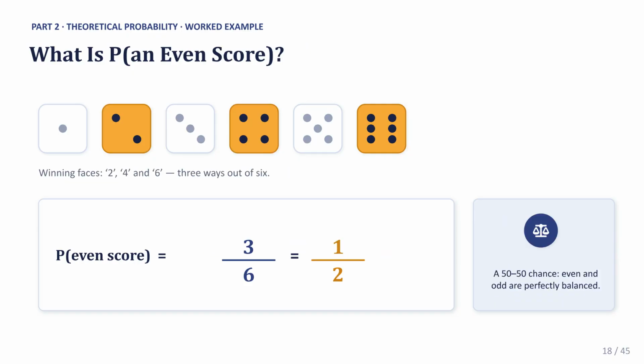One more with the die. The probability of an even score. The even faces are 2, 4, and 6. That's 3 ways the event can occur out of 6 equally likely faces. 3 over 6 simplifies to 1/2. It makes sense, as half the faces are even and half are odd. The die is perfectly balanced.